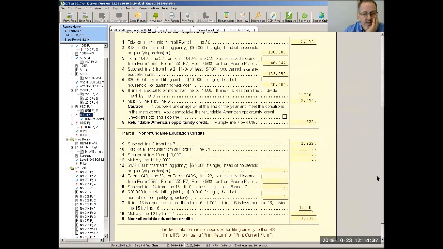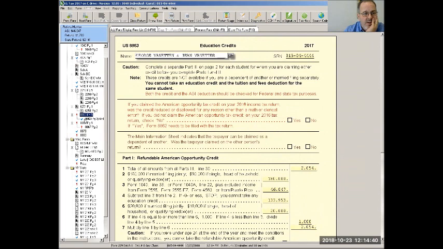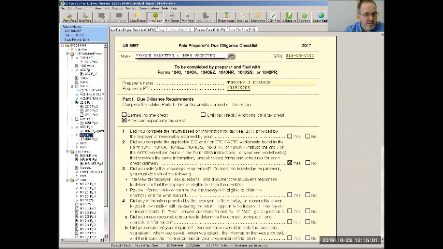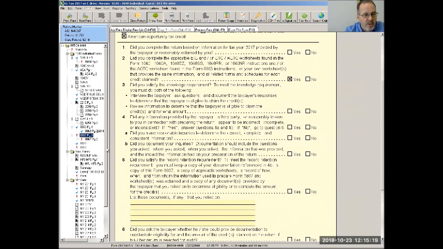All right, on the 8863, you got a red exclamation point? Same thing, like Jim said on the other one, right at the top. It's asking us, did they disallow? That's a no. If we go to our 8867, our due diligence, part one, due diligence requirements, this is all going to be for the American Opportunity Credit. If we had the earned income or additional child, they'd all be checked, okay? So you'll just go through and answer those like you would have before.